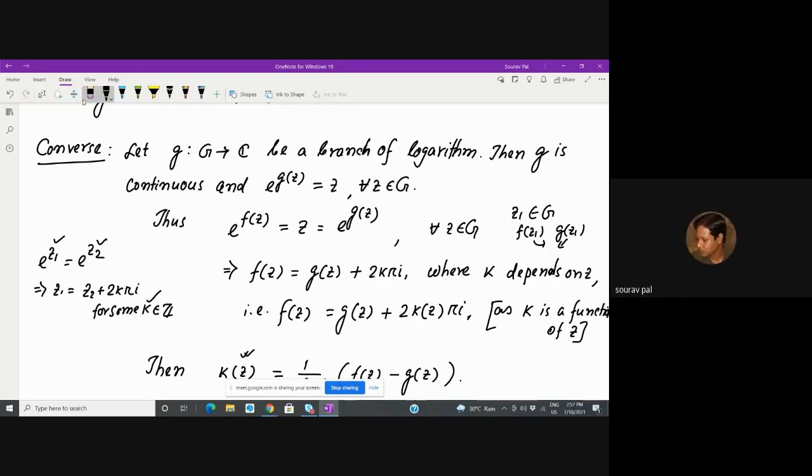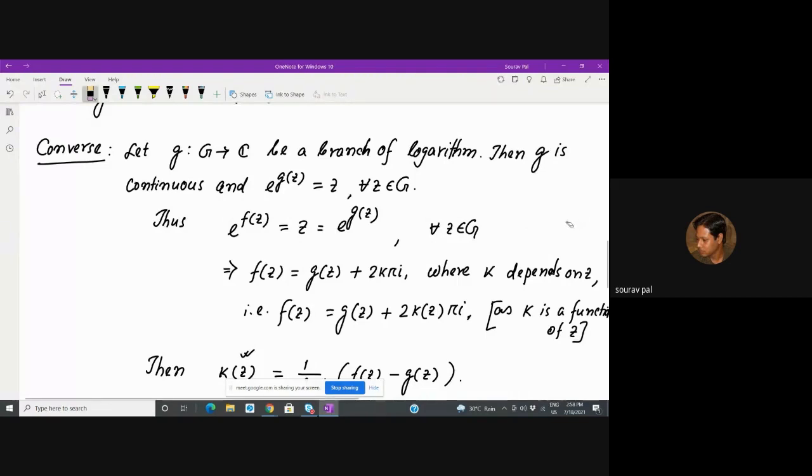Sir, is there any other function other than logarithmic which satisfies the condition of a branch of logarithm? This is the reason it is called a branch of logarithm. Why do you search for other functions? If you have any other function satisfying it, then it will also be a branch of logarithm. If a function f satisfies this condition, that is continuous and e to the f(z) equals z, then it is a branch of logarithm.